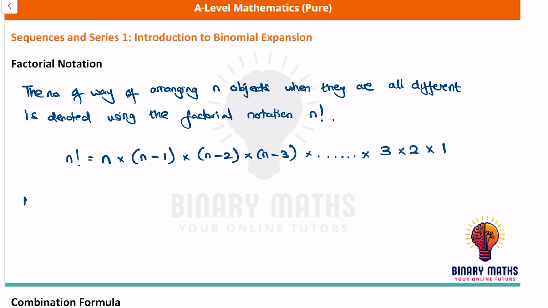A thing to note is 0 factorial by definition is equal to 1. Just remember, if you have n objects, all of them different, then the number of ways to arrange them is n factorial ways.